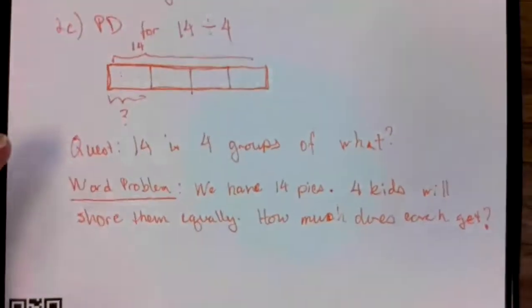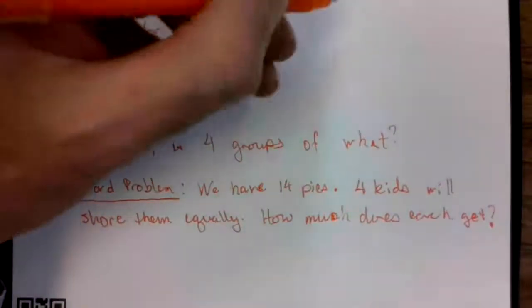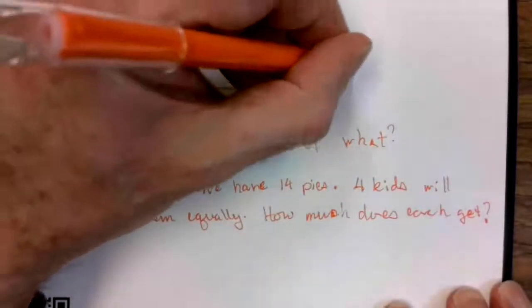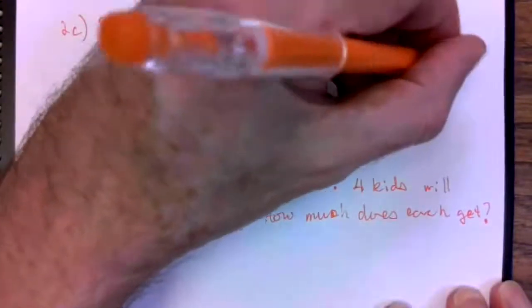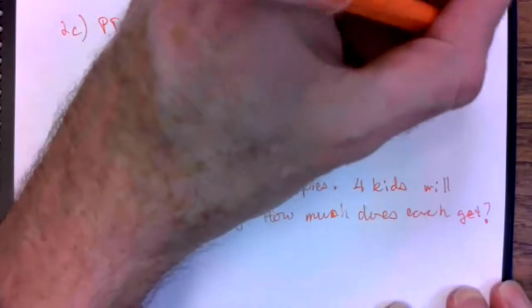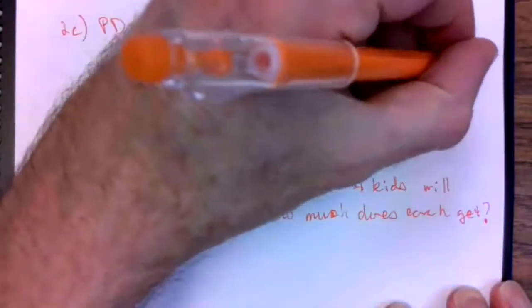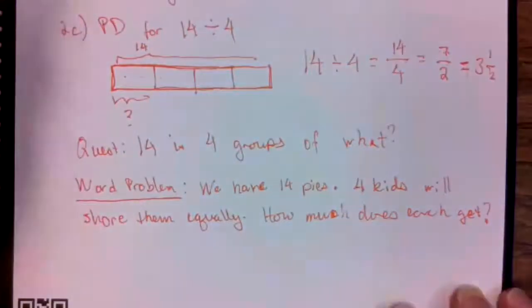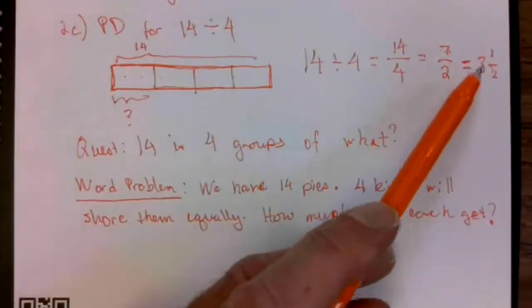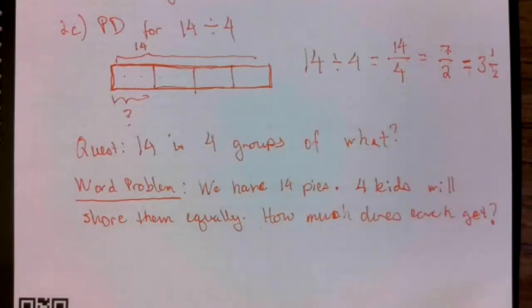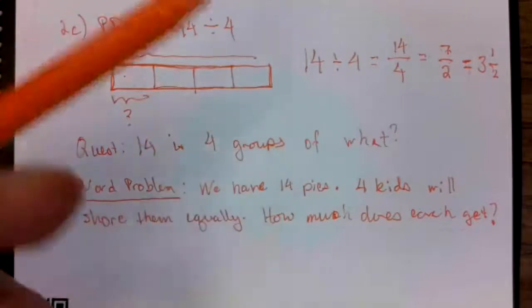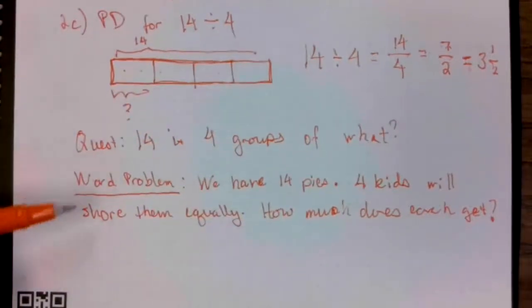Now of course, when we do 14 divided by 4, that's equivalent to saying 14 over 4, which is equal to 7 over 2, which is equal to 3 1/2. So each kid gets 3 1/2 pies. Now, does that answer make sense? We got 14 pies. Sure, we could give a kid a half a pie, cut it into 2 equal pieces. So that answer makes sense. So we got a little word problem there.